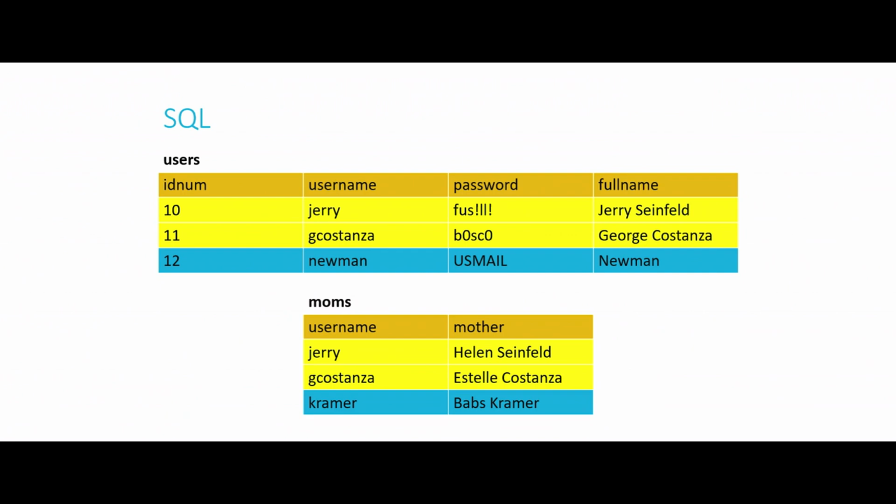Newman does not appear in both tables, so I'm not going to even come close to extracting that piece of information. Kramer does not appear in both tables, so that one's out too. But Jerry and G. Costanza both appear in both tables, and so that is sort of the overlap point.